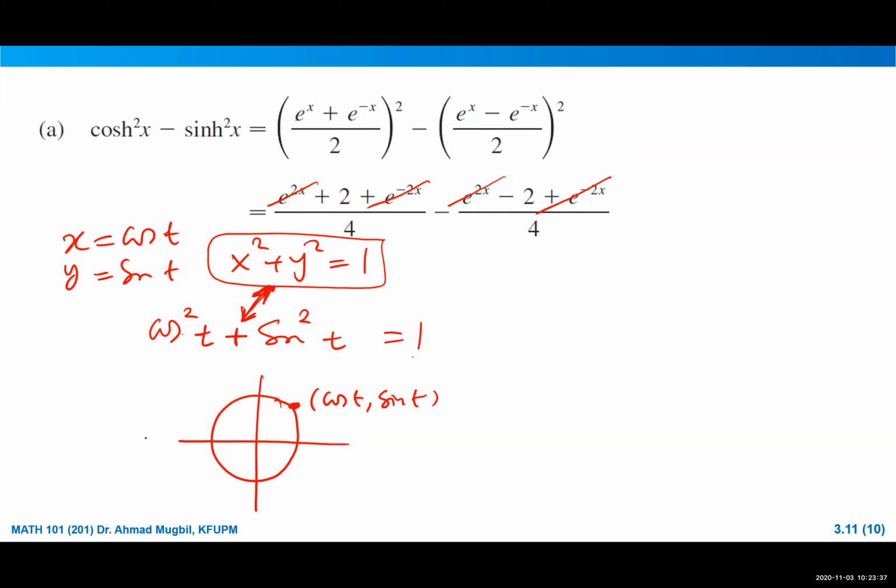So they call them circular functions. They call them trigonometric from the right triangle, and they call them circular from the circle, the unit circle. We have this here.